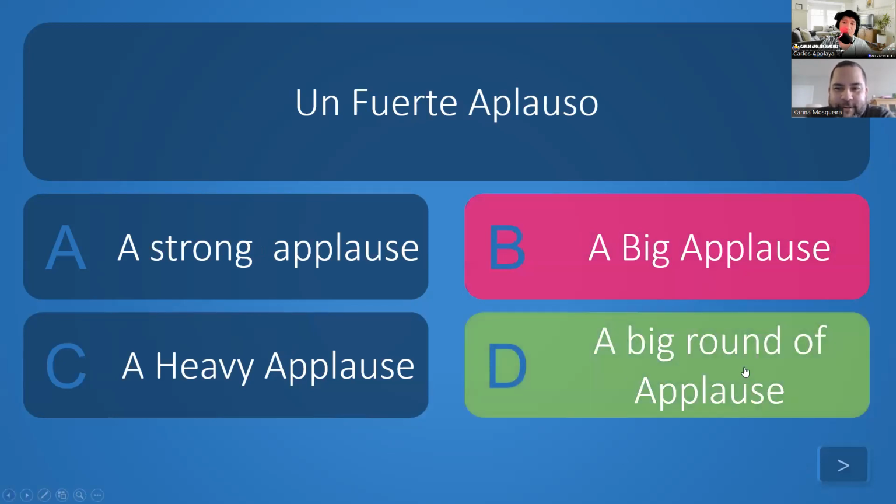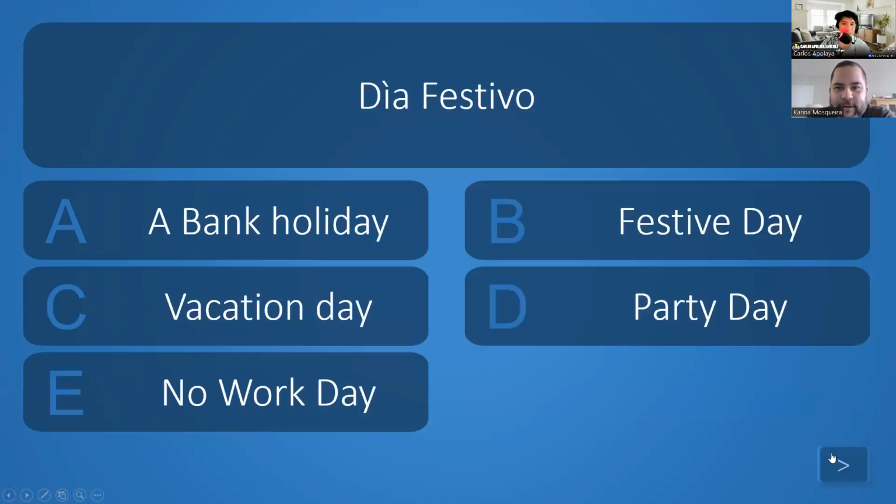You say please give a big round of applause for Jaime, and everyone is clapping. You see, a big round of applause. How do you say día festivo in English? Well, it depends, you know. For example, well, this is difficult and I will explain.